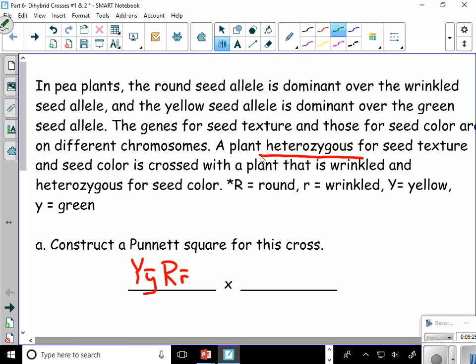My second parent is wrinkled and heterozygous for color. So, what is my phenotype? Or excuse me, my genotype? The Y's come first, so my color comes first. It is heterozygous, so that is what? Capital Y, little y. And it is wrinkled. To be wrinkled, it has to be both lowercase r's, right?